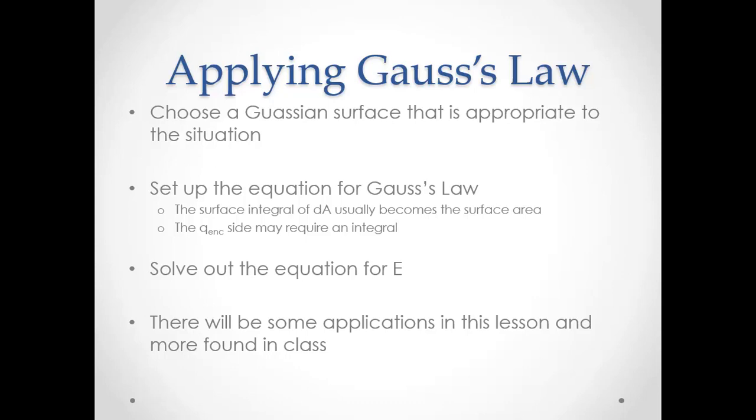The one thing that I pointed out about that equation is that on the right-hand side, the surface integral of dA, if you've defined your system right, just becomes the surface area of the surface. You're defining a surface so the electric field is always perpendicular to that surface. That's how you make that trick work. On the Q enclosed side, that may require an integral, even though it looks like it is just a number divided by a number. Then we can solve for E, and we're done.